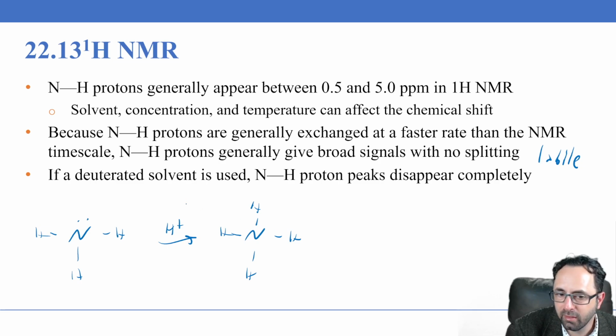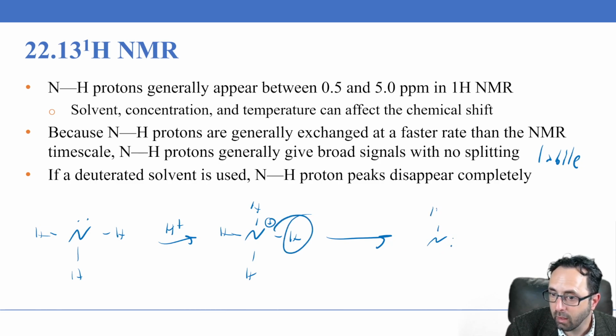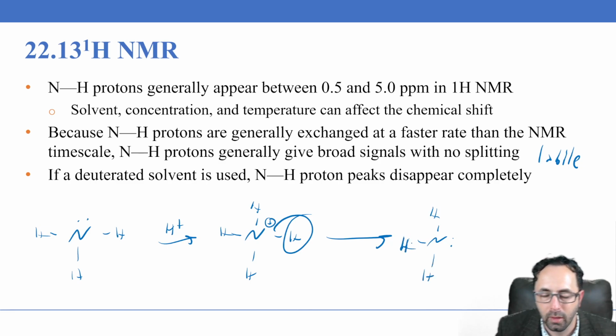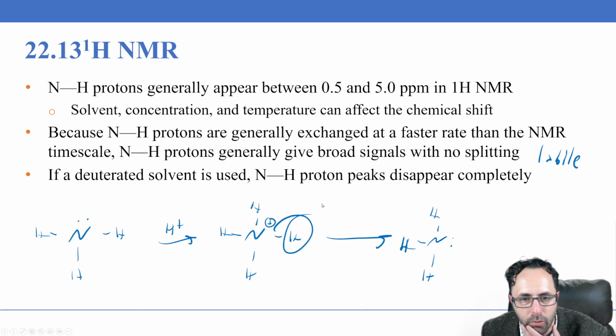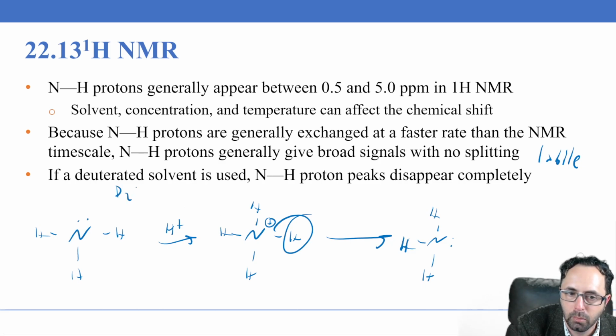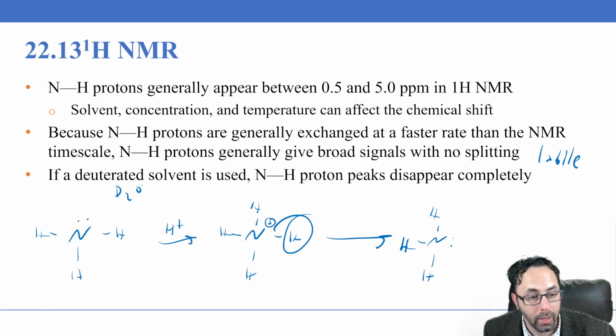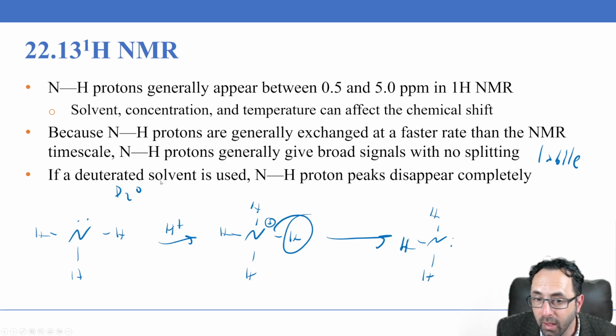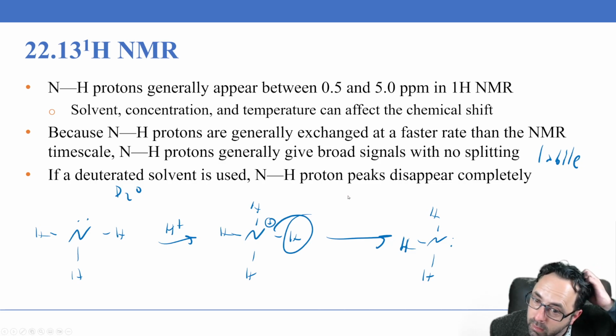Okay. Or let's just say it's in water. Even if it's in water, it's going to be protonated to some extent. And then it'll get deprotonated, and who knows, maybe it's this nitrogen, this hydrogen that goes. And so these hydrogens are constantly being exchanged from amine to amine, and so they tend to give broad signals with no splitting. If we use a deuterated solvent, D2O, for example, deuterium being the hydrogen but weighing 2 instead of 1, then you won't get any NH protons, obviously.